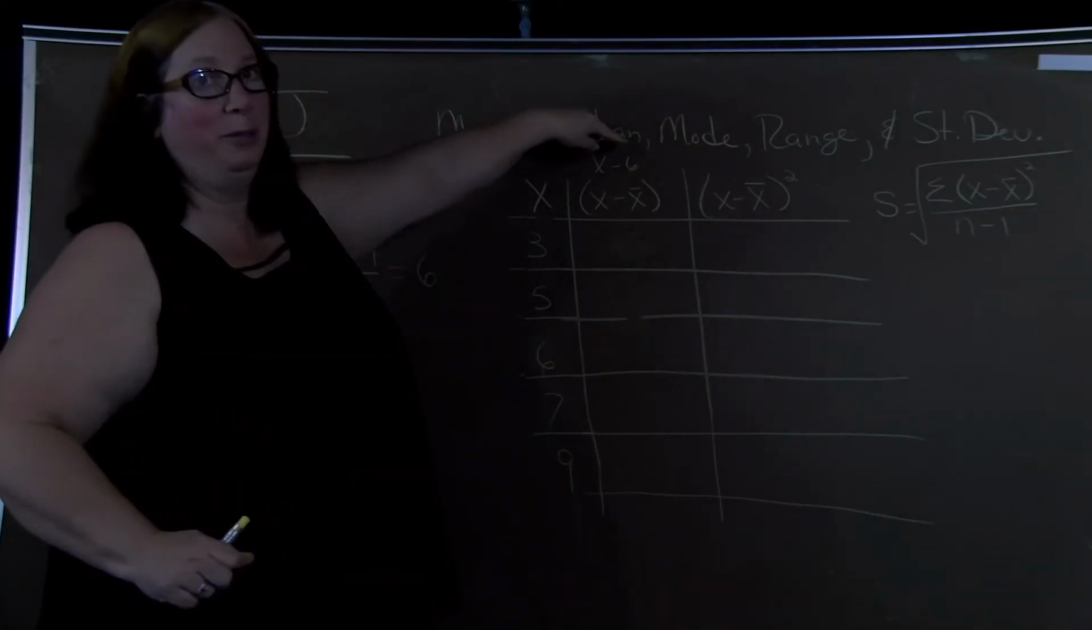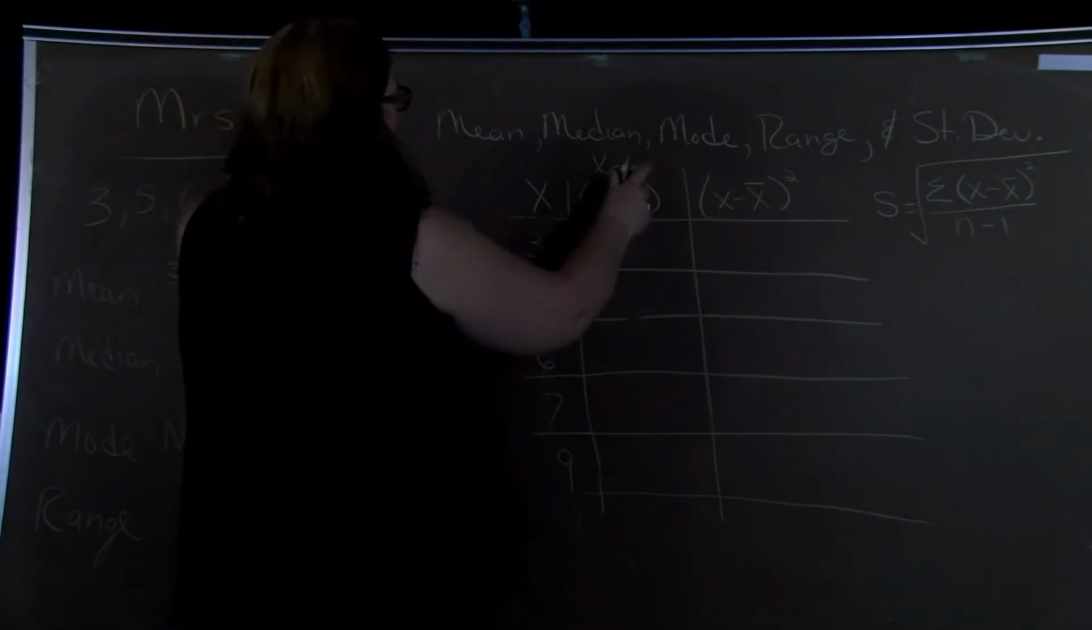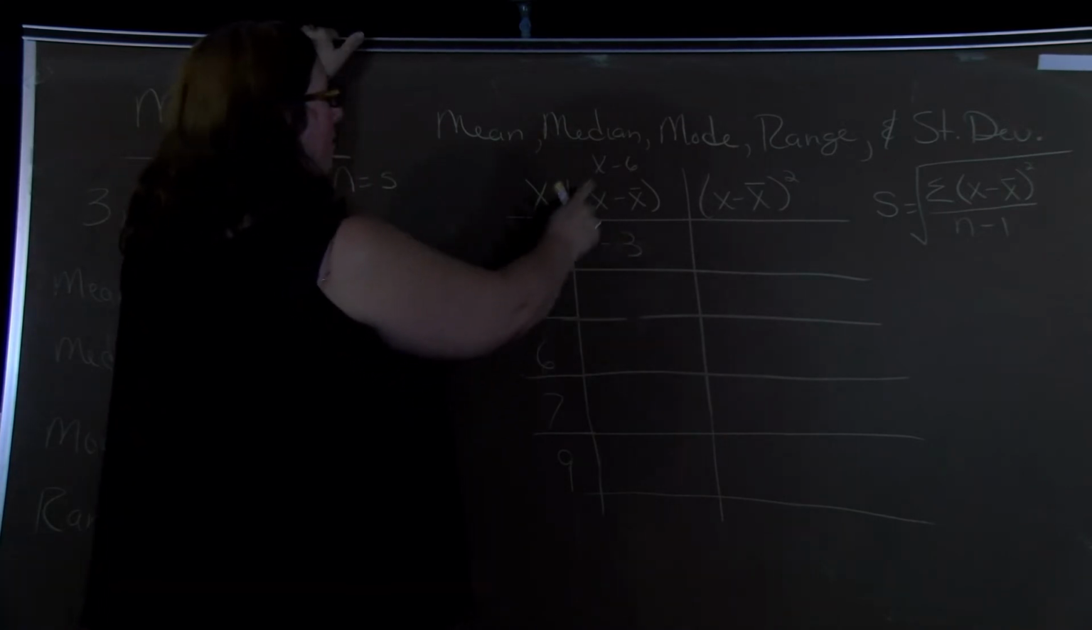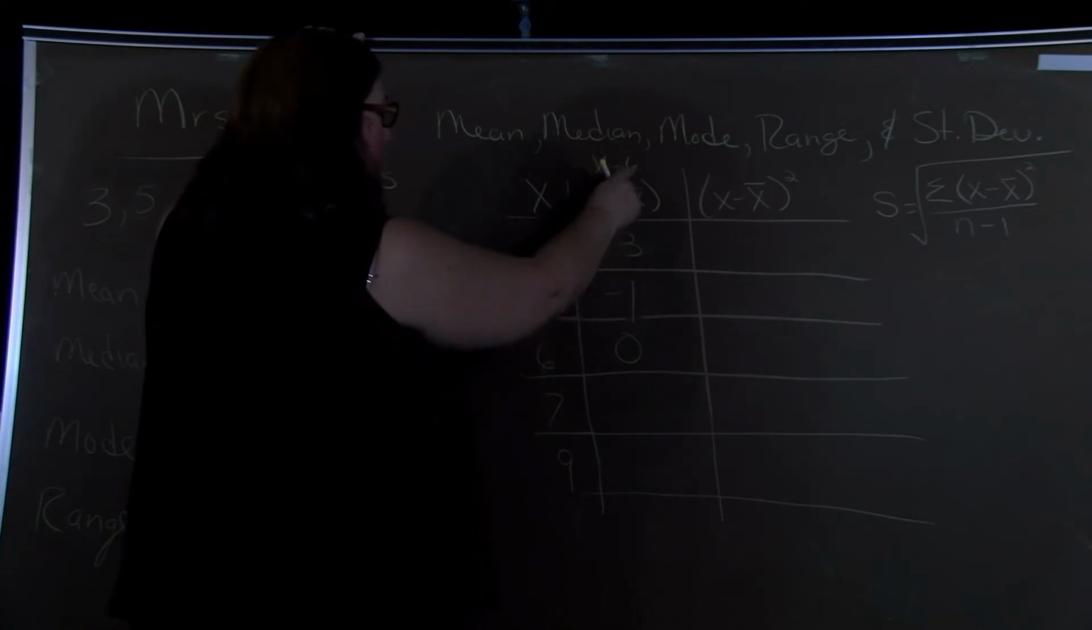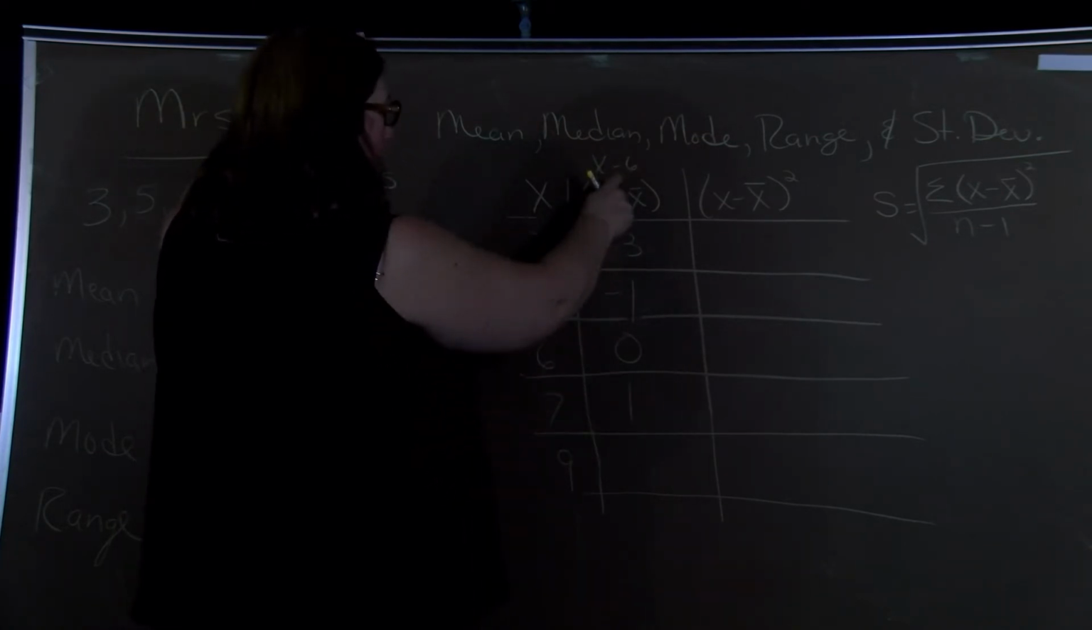Now you take it and you subtract your mean. 3 minus 6 is a negative 3. 5 minus 6, negative 1. 6 minus 6 is 0. 7 minus 6 is 1. And 9 minus 6 is 3.